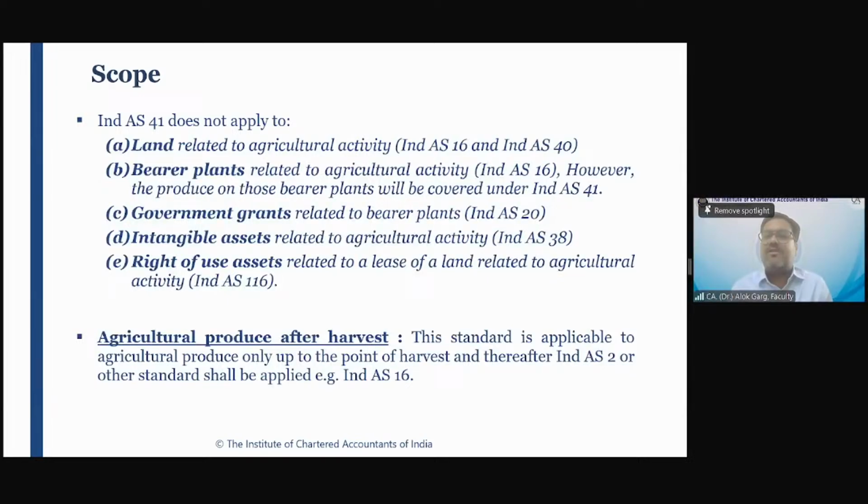So Ind AS 41 is not applicable to land, bearer plant, government grant related to bearer plant, intangible asset related to agricultural activity, and right of use asset. If the company has taken a land on lease and is doing the agriculture, on the land Ind AS 41 is not applicable. Agriculture produce after harvest, once you have harvested the fruits and vegetables, after that Ind AS 41 is not applicable. After that Ind AS 2 or other standard will be applicable. Okay.